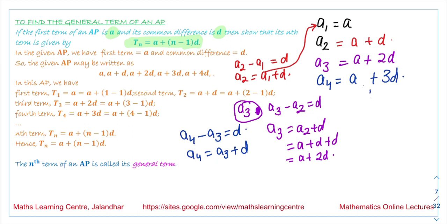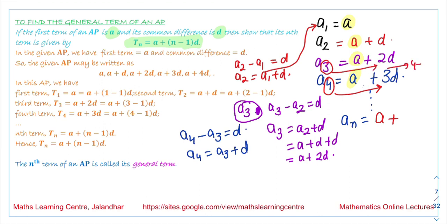So if we continue like this, and we are calculating the nth term, AN, that is equal to, if we look at these terms, the first term is A, then it is A plus D, then it is A plus 2D, then it is A plus 3D. The general term we are trying to write: when it is the 4th term, the multiplier we get is 3. When it is the 3rd term, the multiplier we get is 2.